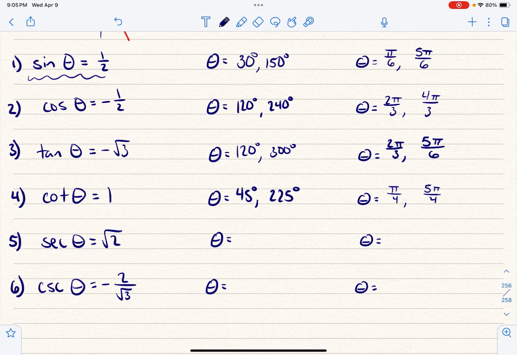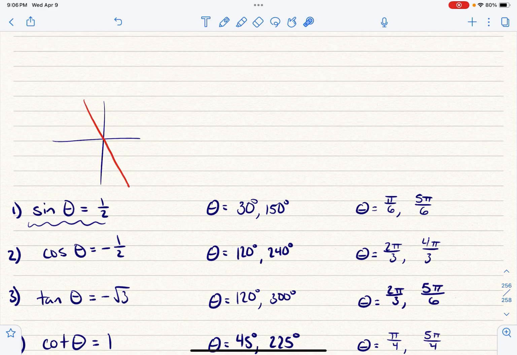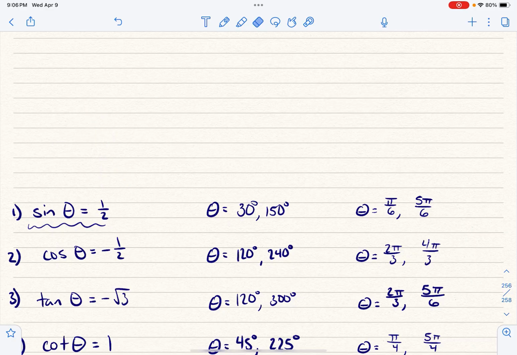Next, we've got secant. Now again, secant is a reciprocal. Secant is a reciprocal function of cosine. So when I see square root of 2, I have to not think square root of 2. I've got to think the reciprocal of that. So what is the reciprocal of the square root of 2? Well, square root of 2 flipped would be 1 over the square root of 2, which is also known as the square root of 2 over 2. And we saw that a lot.